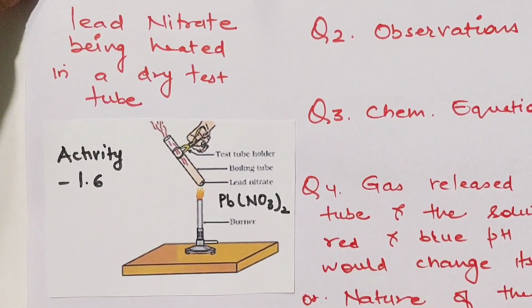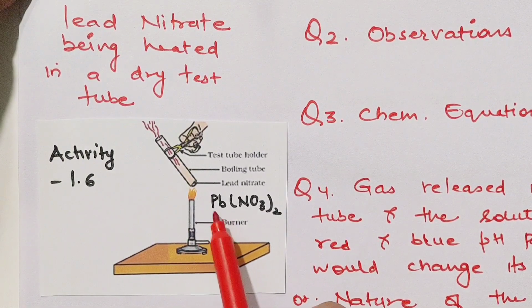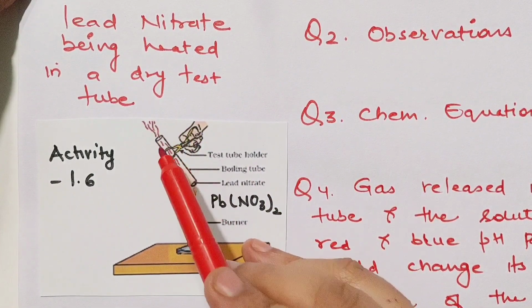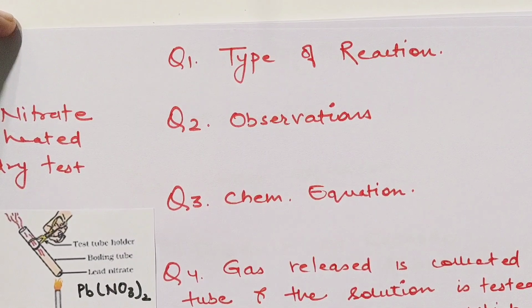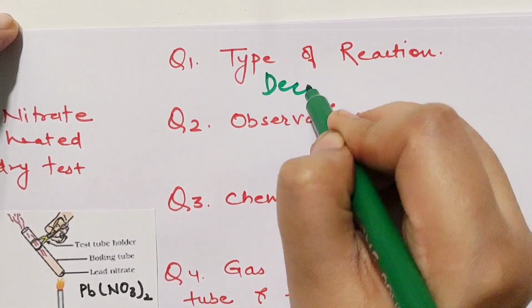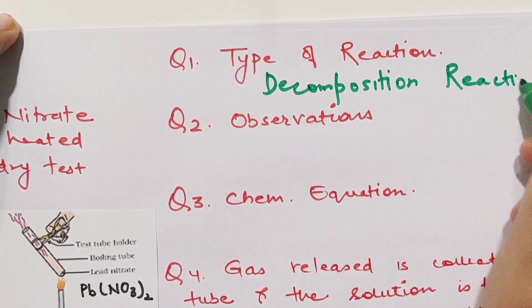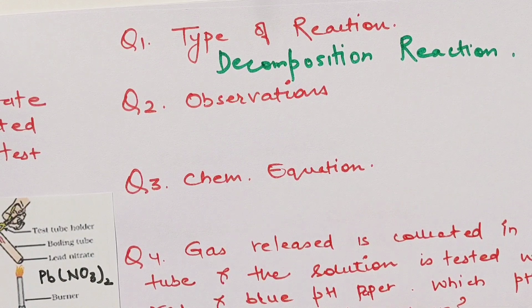A similar kind of activity. Here also we are heating something in the test tube. Just one thing, lead nitrate. And there are fumes here, brown colored fumes. So this reaction would obviously also be a decomposition reaction, simply because something is being decomposed. The biggest clue is you're starting with just one reactant. There was just lead nitrate in the test tube, nothing else. So that's your biggest clue.